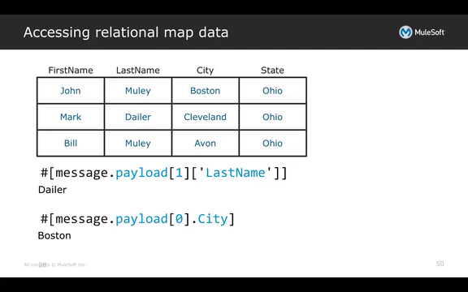Accessing relational map data is often used when we need to access database results and similar data structures that have a key value pairing along with a list in them. So if we got a list of database results with people's information and where they live, we might want to access, in this case, Daler, which is in that second row and in the last name column. So we can call message.payload. We can ask for row index 1, which would be row 2, and column name last name and pull Daler out. Similar for Boston, we could ask for index 0 of payload, which would be row 1, and then the city field, which would provide us Boston.